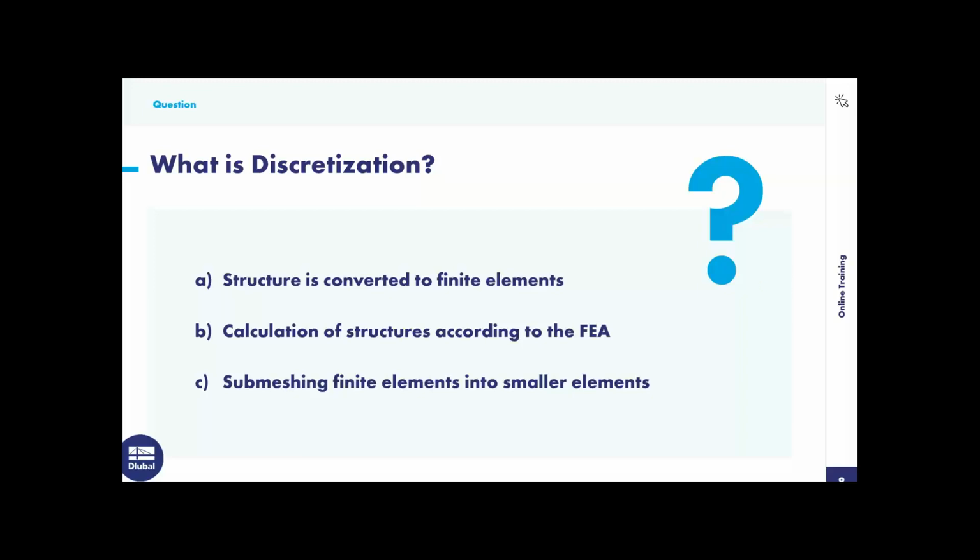Okay, awesome. So it looks like mostly everyone said A, a couple C's, a couple B's, but the correct answer is A. So what is discretization? The answer is a structure that is converted into finite elements, or that is the method of converting structures into finite elements. So that's good.